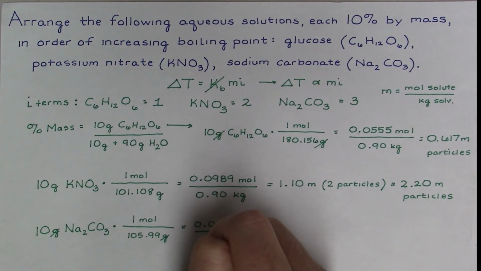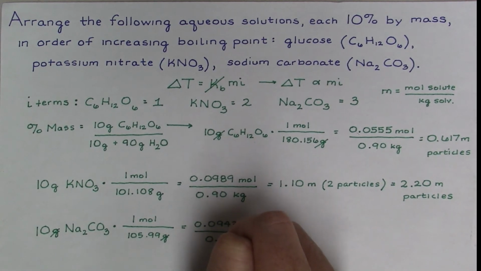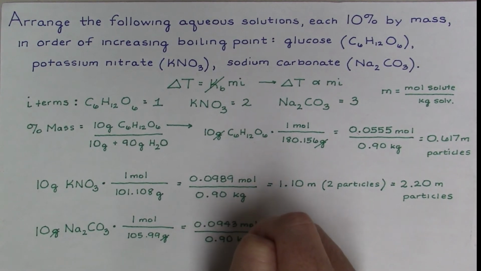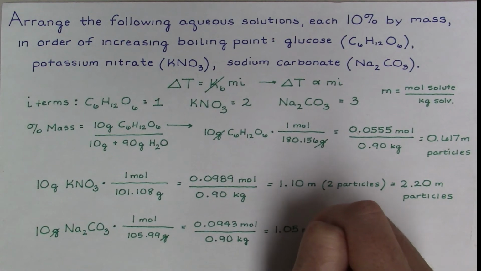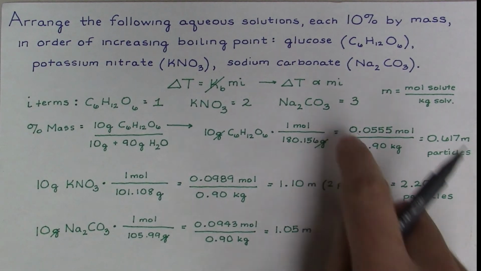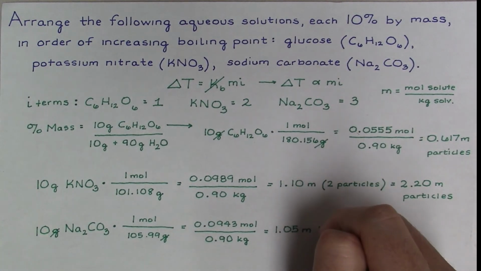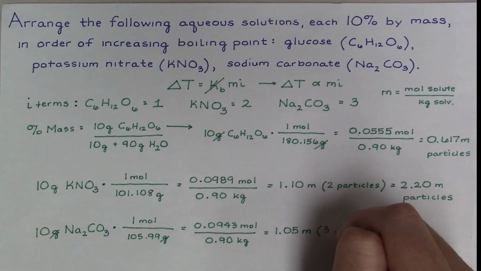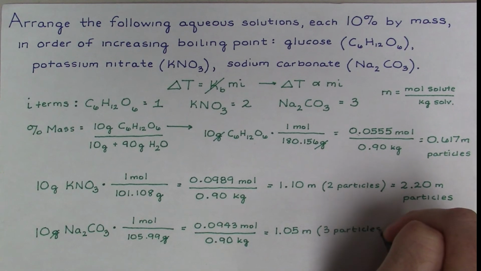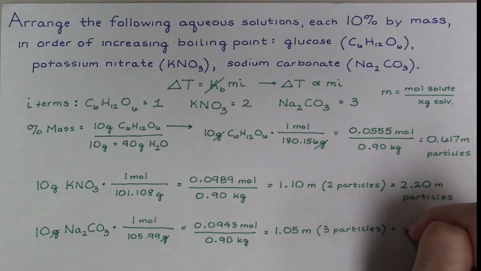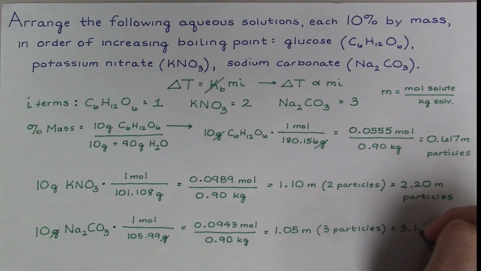If we divide by our kilograms of water, so 0.090 kilograms, you'll get a value of 1.05 molal sodium carbonate. We must multiply it by 3 to account for the Van't Hoff factor. So we will now include the multiplication of the 3 particles, and you will get an answer of 3.15 molal particles.